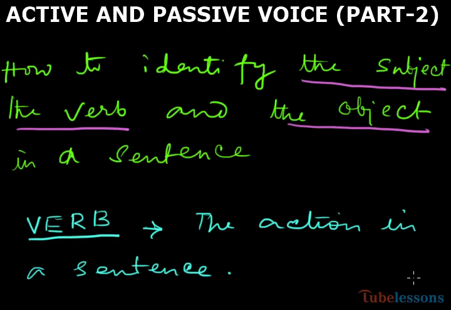Today we will learn how to identify the subject, the verb and the object in a sentence. So, first let me tell you what a verb is. What is a verb? Verb is the action in a sentence. In every sentence, there is an action, and that is called the verb.